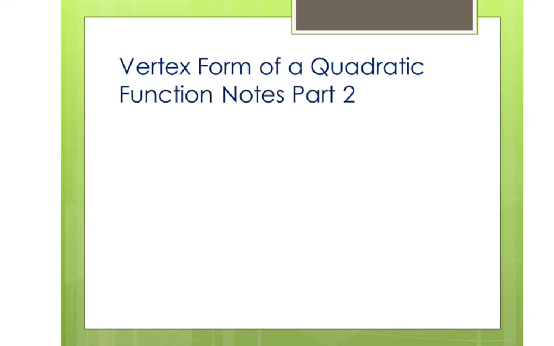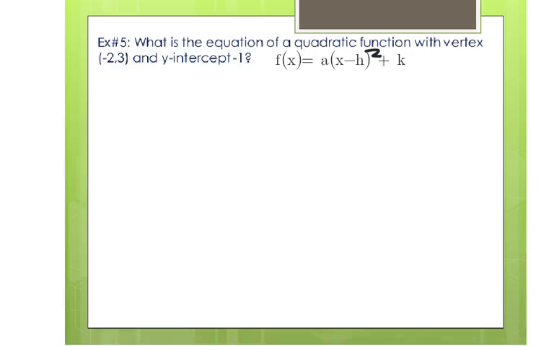So we're going to continue to talk about vertex form, but now we're going to write equations. Example 5 says, what is the equation of a quadratic function with vertex -2, 3 and a y-intercept of -1? So over here I've already written down our form that we're trying to use. f of x equals a times the quantity of x minus h squared plus k. That is our vertex form.